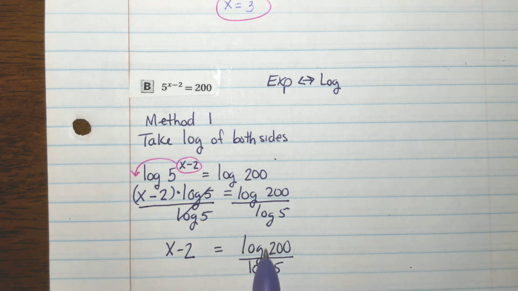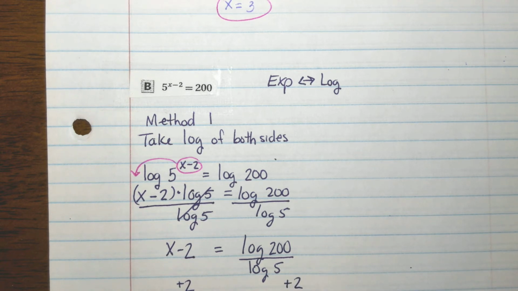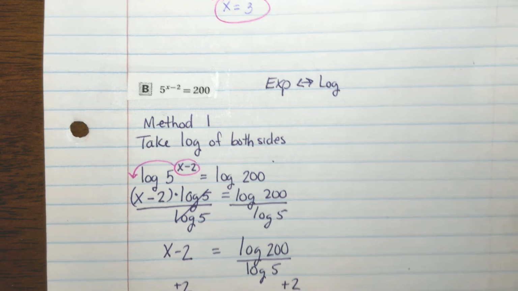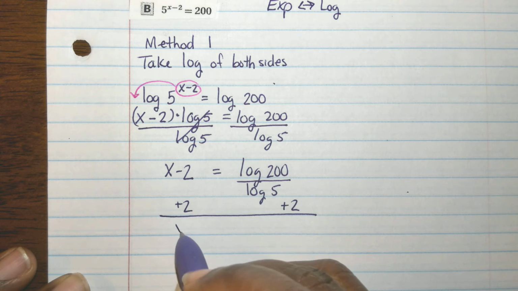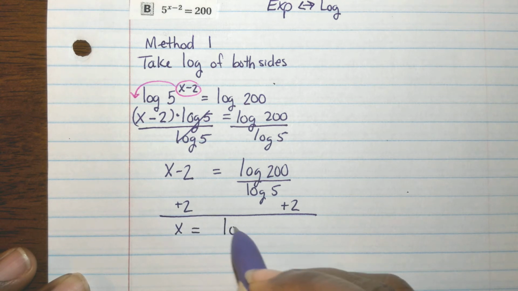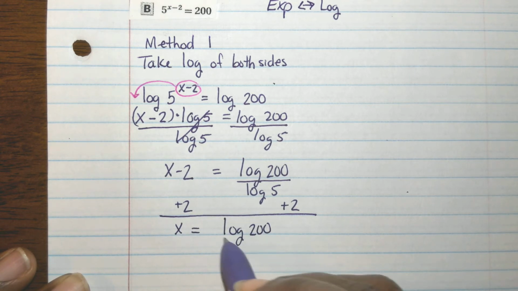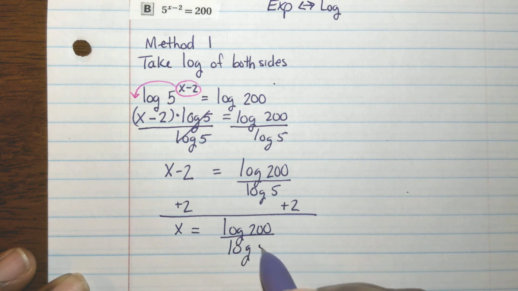So this is going to just give us a value, so we will wait until the end to type that into our calculator to evaluate it. And we have one more step to get the variable isolated, and I need to add 2. Add 2, add 2. So our solution, let me scoot this up. Our solution is going to be, our value of x is going to be log 200 divided by log 5, and then we'll add a value of 2.